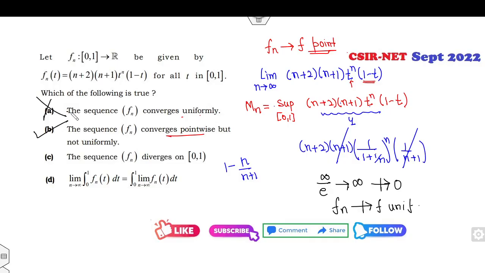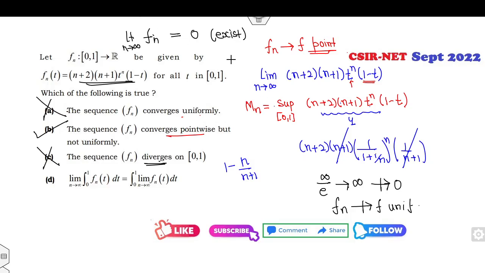This option is cancelled: the sequence f_n diverges. It is not divergent. Why is it not divergent? Because we have computed the limit of f_n as f. So this is 0, which is unique. That is convergent. So divergent is cancelled.